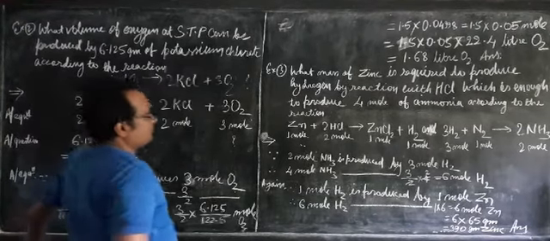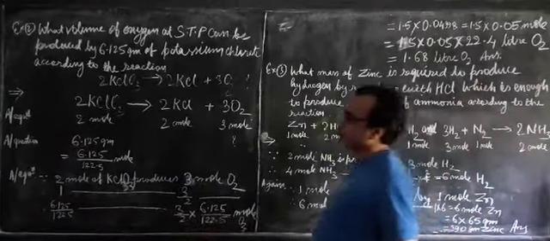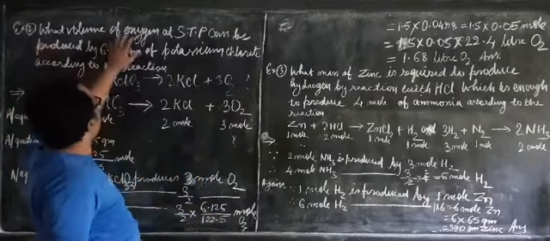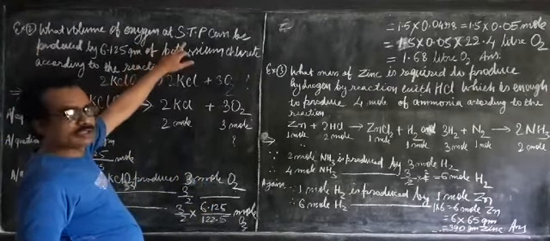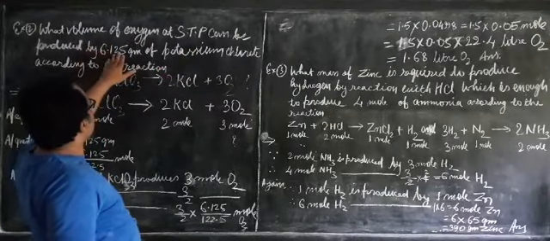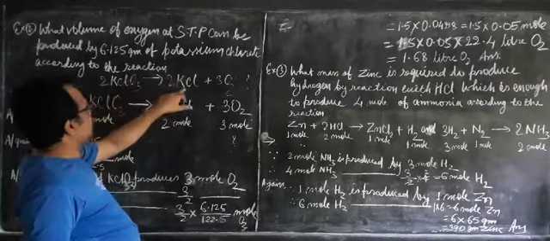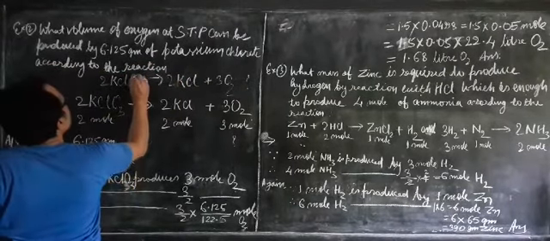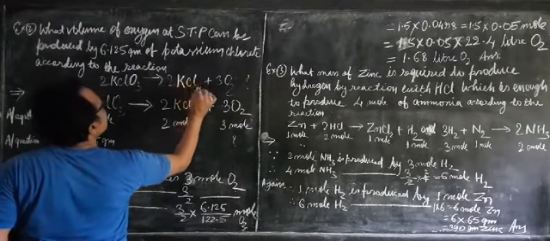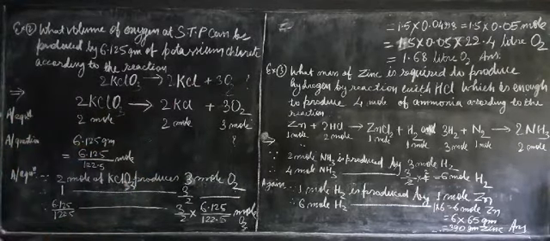We can take another two examples to explain stoichiometry and how it is useful in chemistry. The second example I have taken is: what volume of oxygen at S.T.P., standard temperature and pressure, can be produced by 6.1 gram of potassium chlorate according to the reaction? The reaction is given to you. This is KClO3, potassium chlorate.